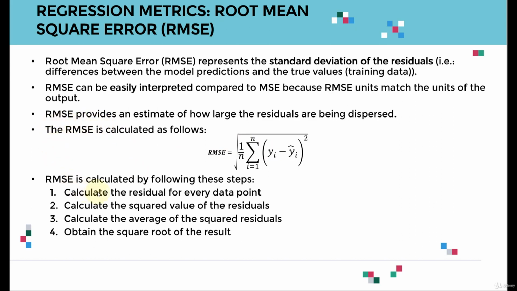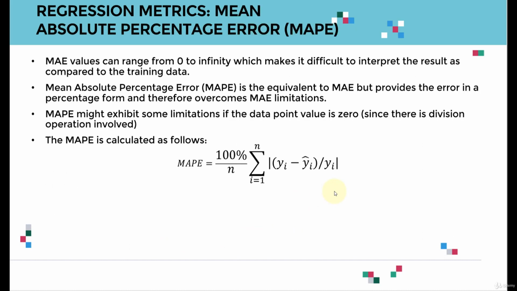So the RMSE is calculated as follows. First, we calculate the residuals for every data point. Second, we calculate the squared value of the residuals. Third, we calculate the average of the squared values. And then fourth, we obtain the square root of the result. And that's it. Very simple. All right, let's keep going.